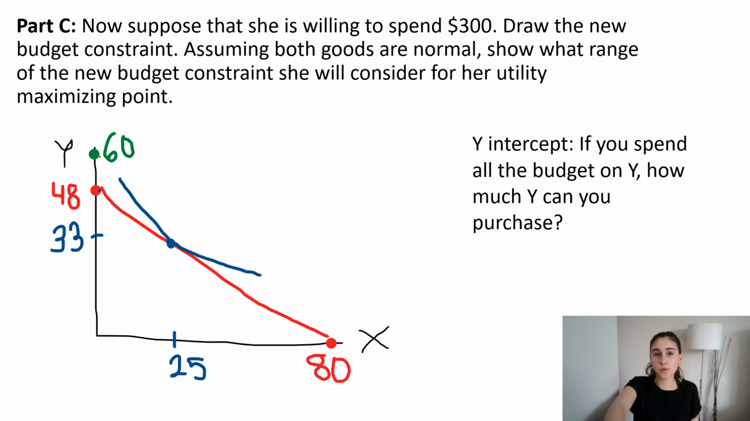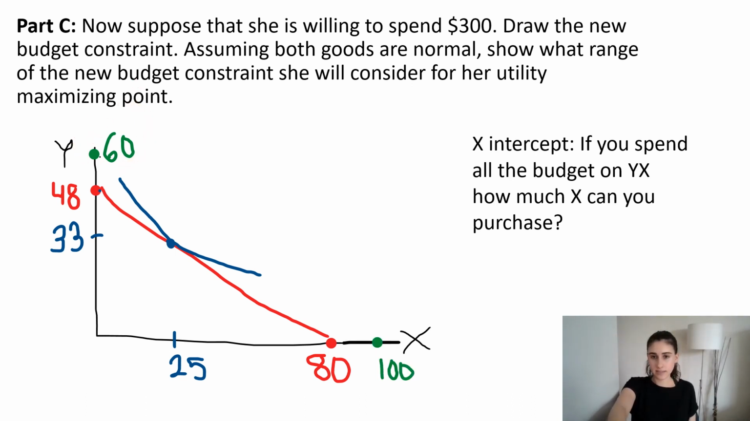First, to do so, we will find the intercepts. To find the Y-intercept, we ask this question. If we spend all our budget on Y, how much Y can we purchase? So our new budget is 300, Y still costs 5. Solving for Y, we get 60 units. If we spend all our money on Y, we can afford 60 units of Y, and that becomes our Y-intercept.